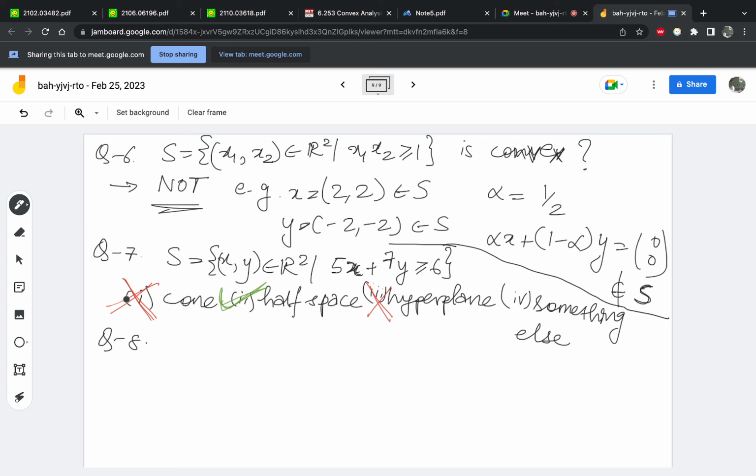Okay, there is one really obvious one, which is S is a cone, and they are asking does the origin belong to S or not. So you just answered it. Yes, it does. There are multiple options here.